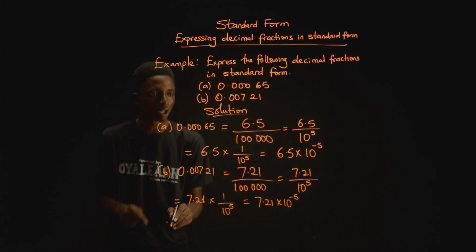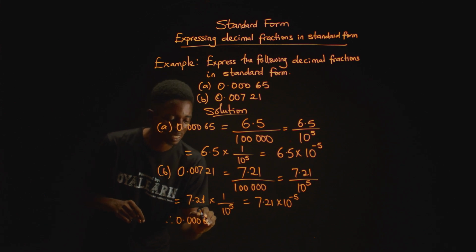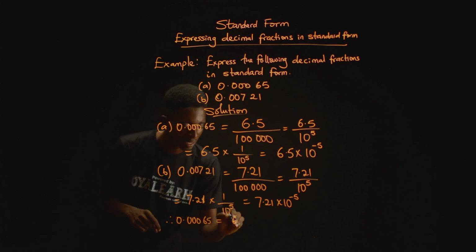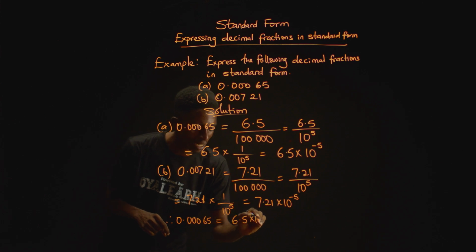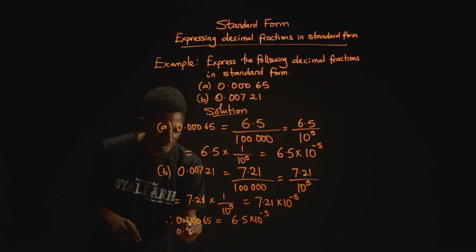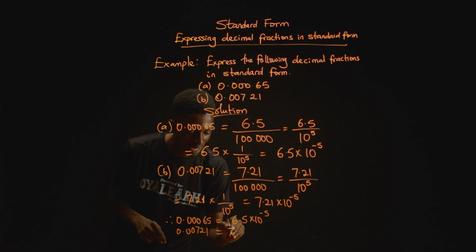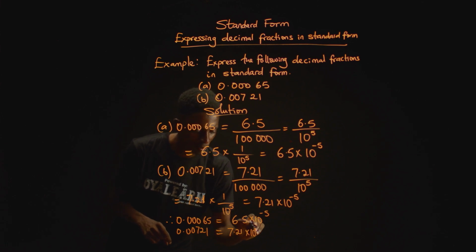So in our conclusion, we say that 0.00065 equals 6.5 times 10 raised to the power minus 5, and then 0.00721 equals 7.21 times 10 raised to the power minus 5.